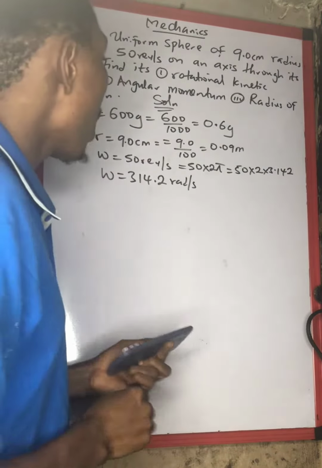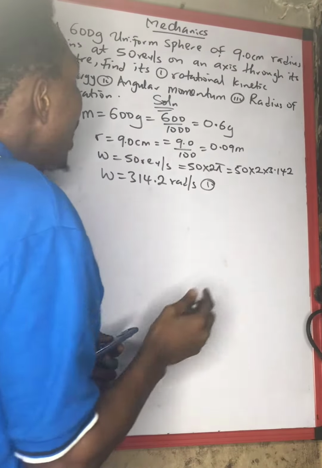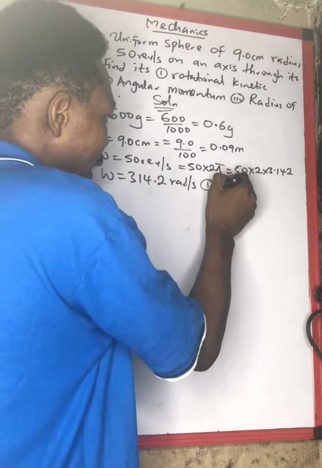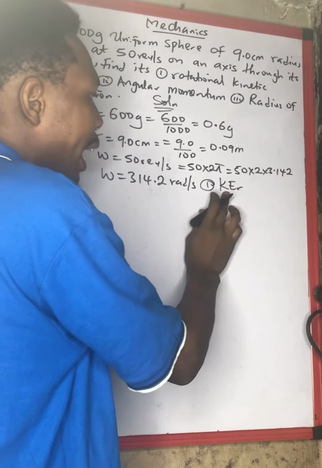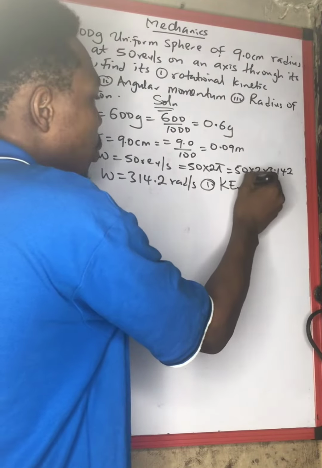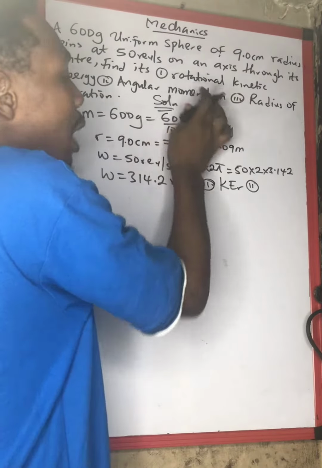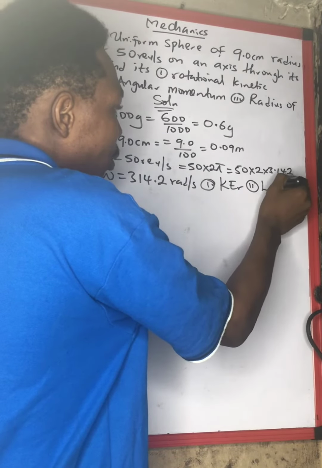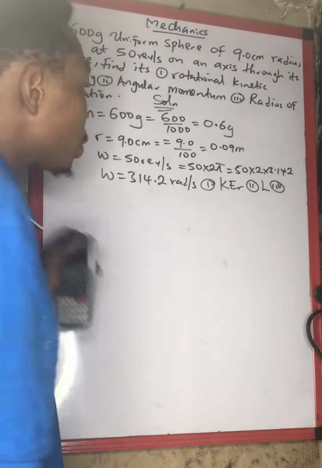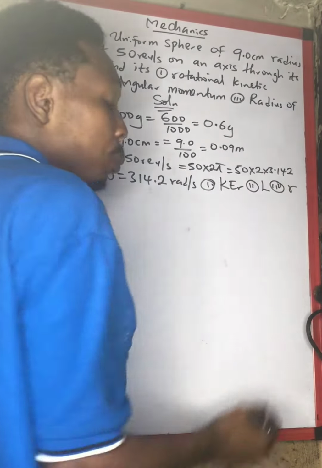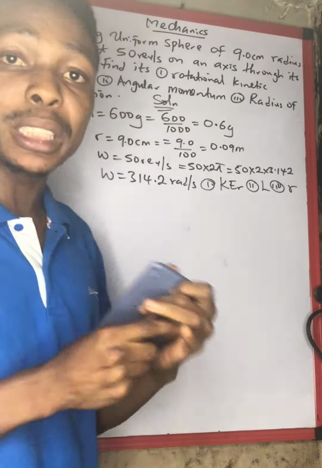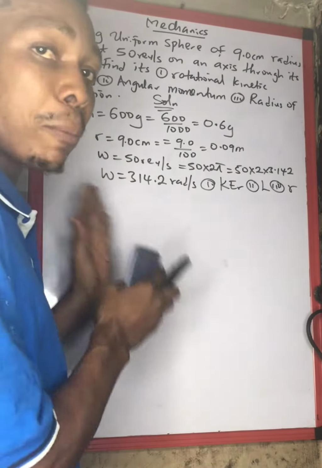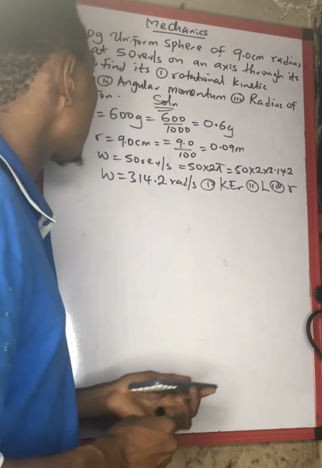Then, number one, we are asked to find the rotational kinetic energy, that is KE rotational. Number two, we are asked to look for the angular momentum, which is L. And number three, we are asked to look for the radius of gyration, which is R. Sometimes you can replace your radius of gyration with K, it stays the same thing. This is the first step you take, bringing out the parameters.